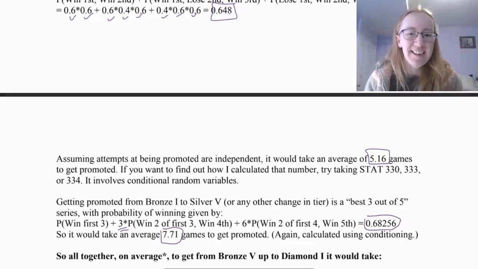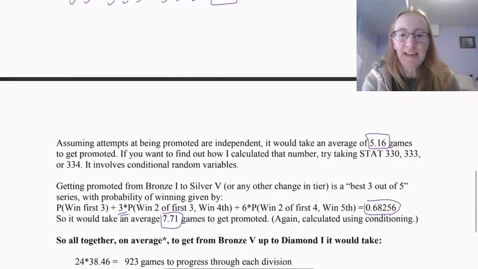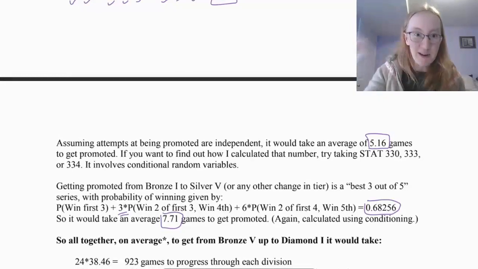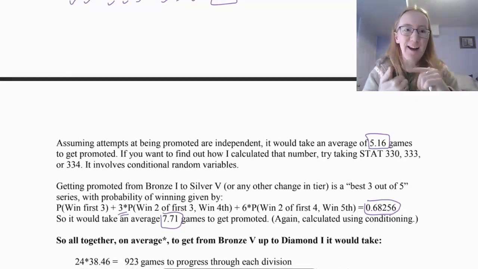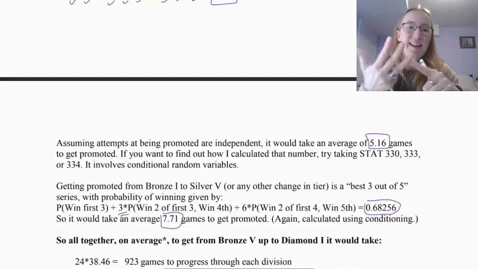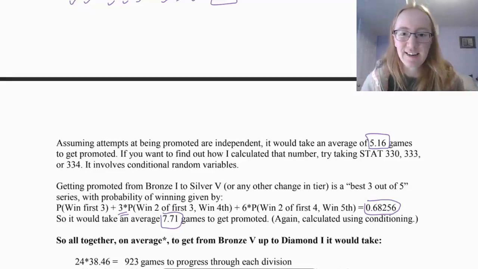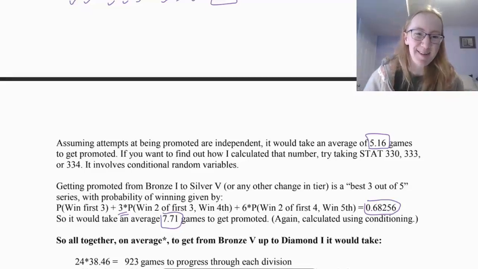to get from bronze 5 all the way up to diamond 1, we would need the following. First of all, we would need to get through each division. So 38.46 times 24 to get from 5 to 4, 3, 2, 1, 5 to 4, 3, 2, 1, 4, 3, 2, 1, 4, 3, 2, 1. So 923 games to progress through each division.